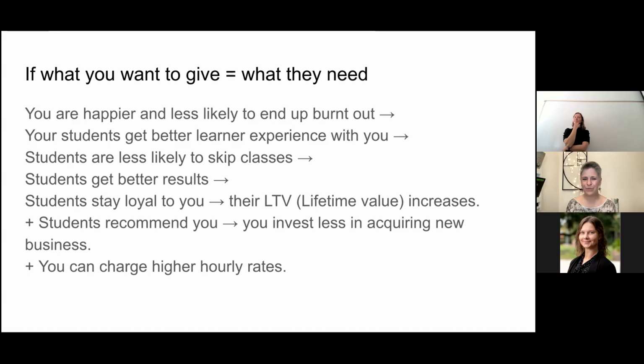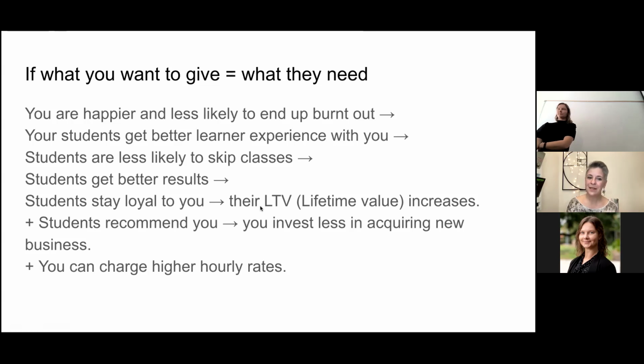I guess you will all agree that if you are working with a happy person, it feels better. It's just your user experience, your learner experience. A grumpy teacher, a burnt out teacher is not that nice, right? So if your teacher is happy, you as a student and your students as well are less likely to skip classes, which inevitably, provided that the methodology is there and you are doing the right things, students get better results because they don't skip classes.